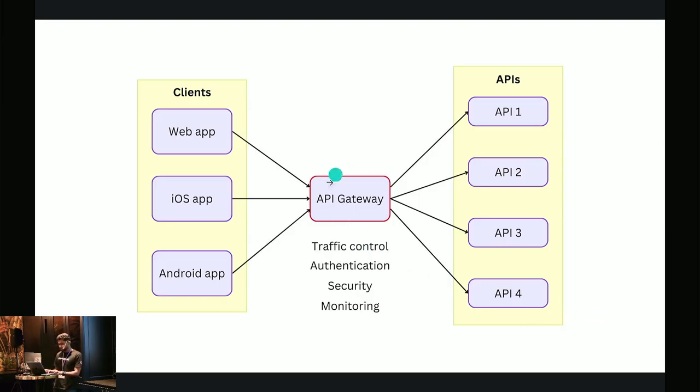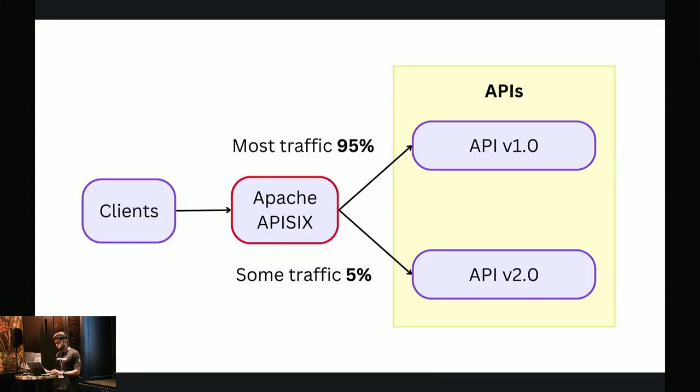At its core, an API gateway takes traffic from your clients, forwards it to your APIs, and takes the responses back to your client. On top of that, it adds features like fine-grained traffic control. It adds stuff like authentication. You can set up monitoring within your API gateway. So you get all of that within an API gateway. And Apache APISIX is an API gateway.